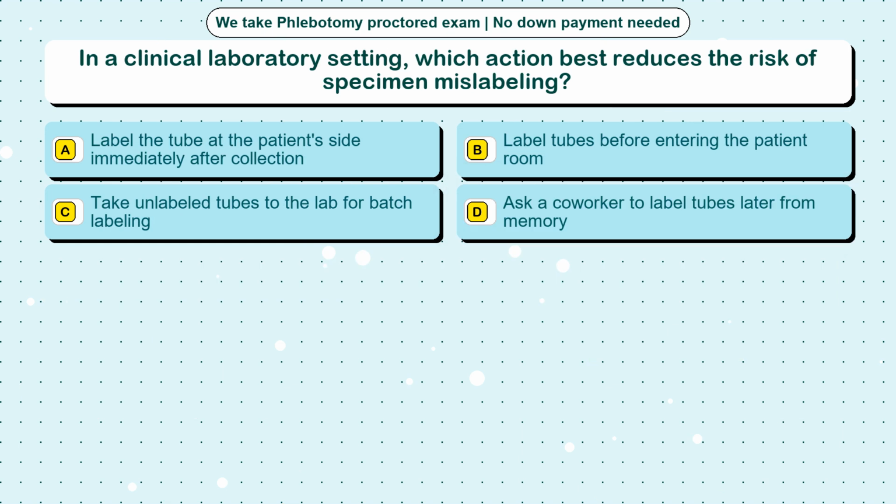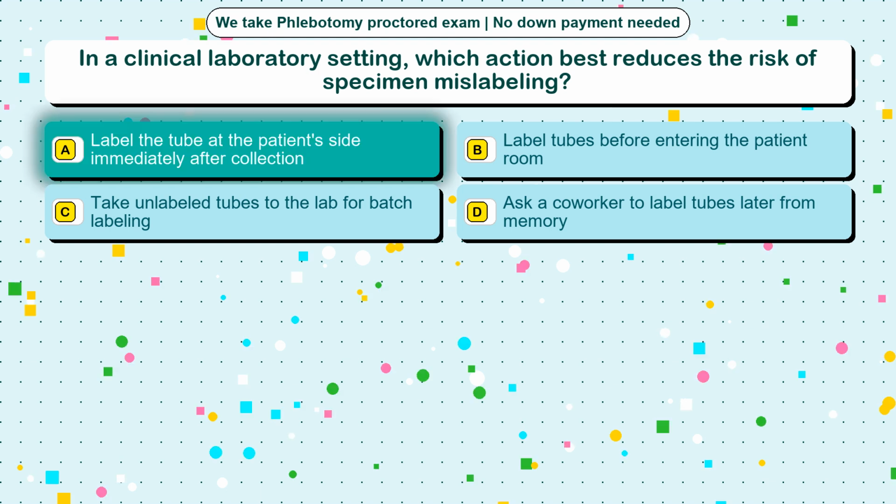Question 78. In a clinical laboratory setting, which action best reduces the risk of specimen mislabeling? Option A. Label the tube at the patient's side immediately after collection. Option B. Label tubes before entering the patient room. Option C. Take unlabeled tubes to the lab for batch labeling. Option D. Ask a coworker to label tubes later from memory. The correct answer is option A.